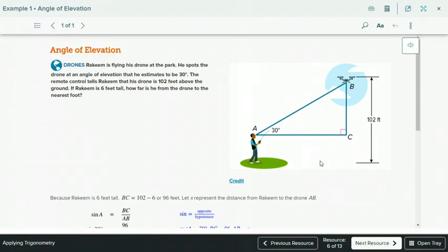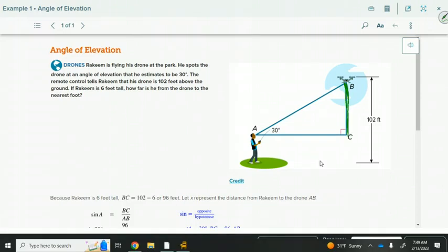If we know that the drone is 102 feet above the ground, but we also know that Rakeem is 6 feet tall, we're going to take the 102 feet and subtract 6 feet from it, because we are focused on that side right there. We're focused on the length of BC, the side BC. In order to do that, we have to take away from the overall height. Again, the drone is 102 feet in the air, but Rakeem is 6 feet tall, so we're taking away 6 feet to find the side length of BC. That's our first step. And when we do that, we are going to get 96 feet.